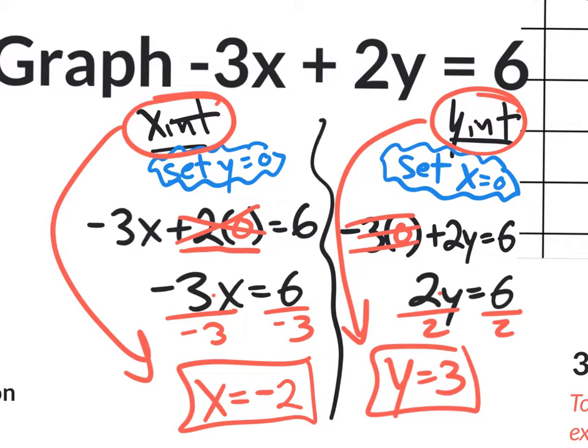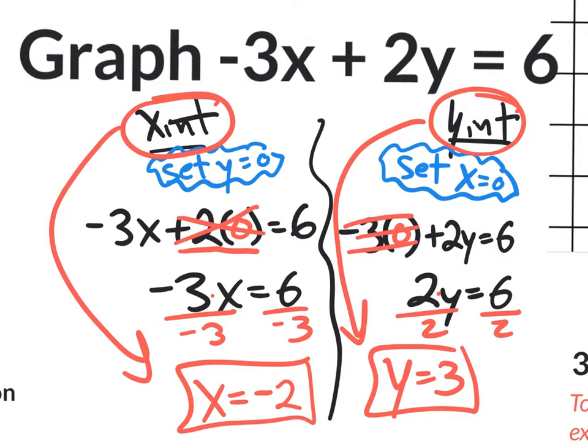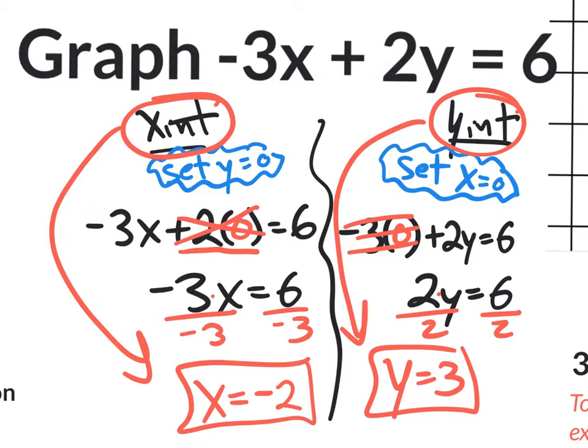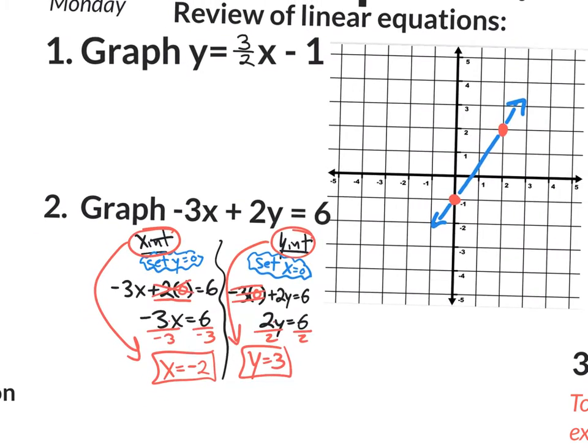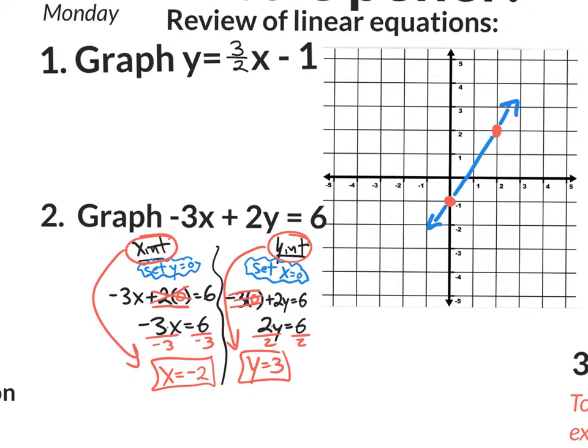That technically gives you 2 points. And that's all you really need to graph an equation. To graph a line, you need 2 points. And we have that. So let's go to the graph. And let's go to negative 2 on the x and positive 3 on the y. And if you graph those two, or if you connect the dots on those two, you have the line. So this one was number 2. This one was number 1, equation 1, equation 2.